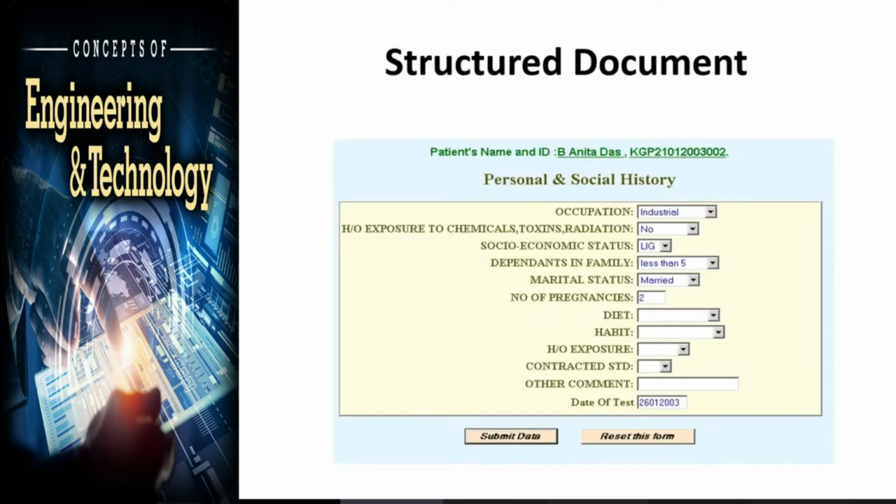Okay, so this is a structured document. The patient's history can be given in the structured document: where they are coming from, the occupation, then the marital status, then the habit, diet, everything can be taken here. This is also an example I'm showing.